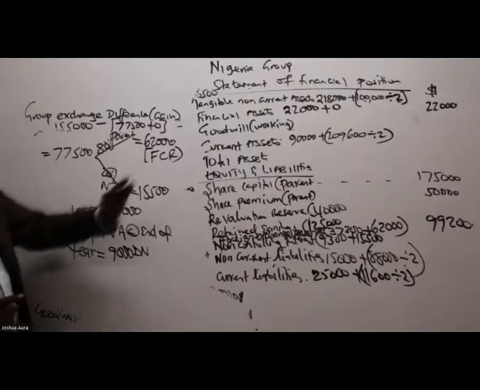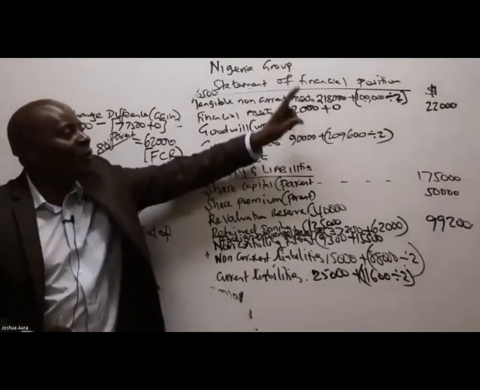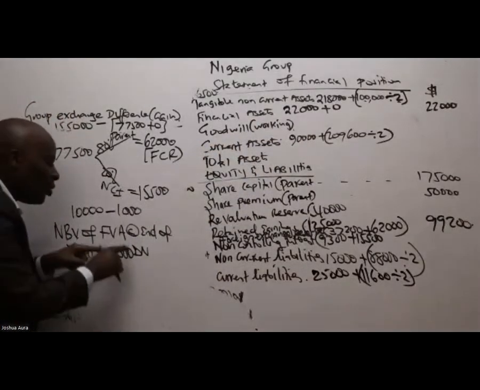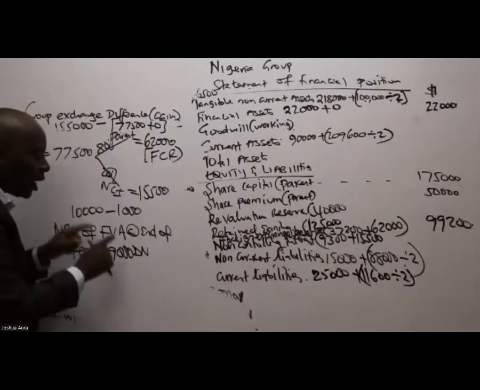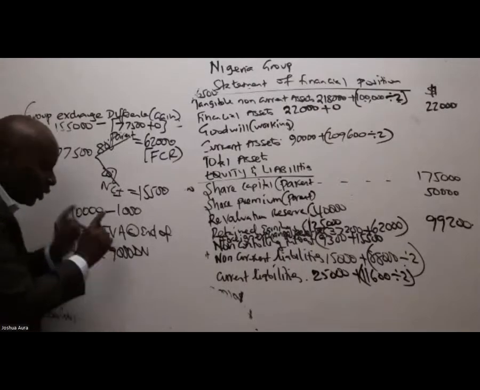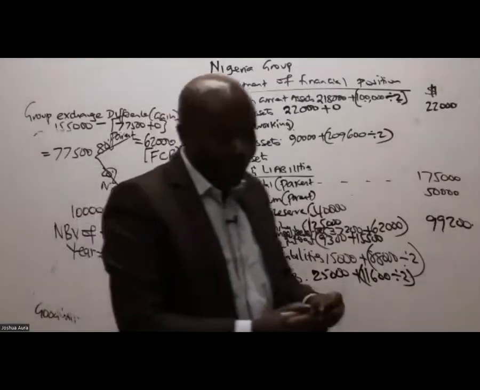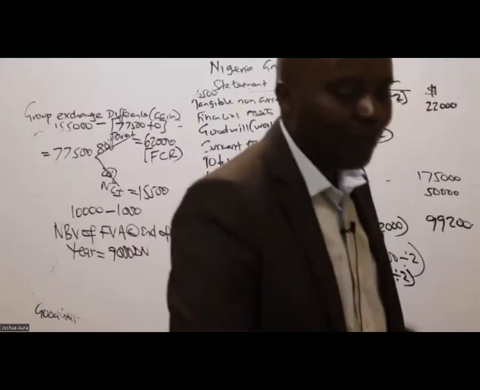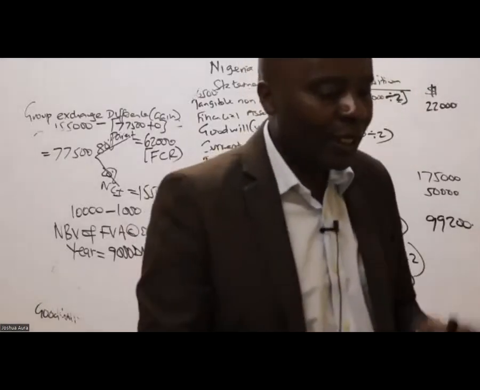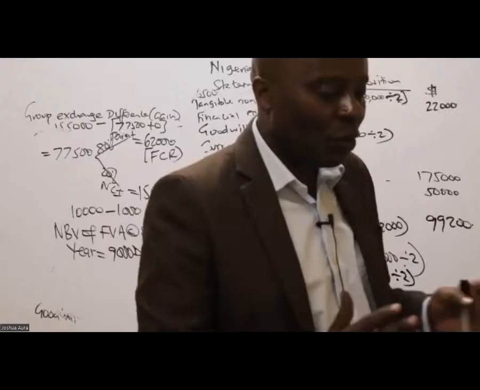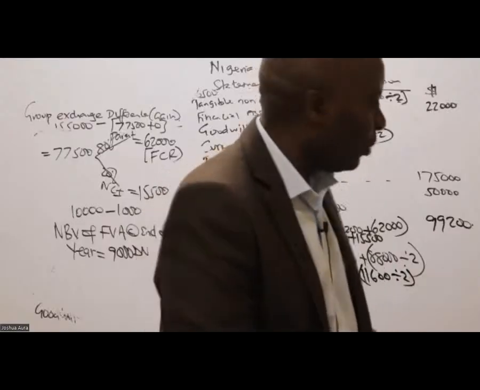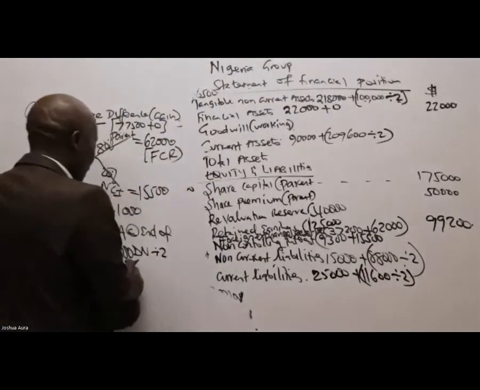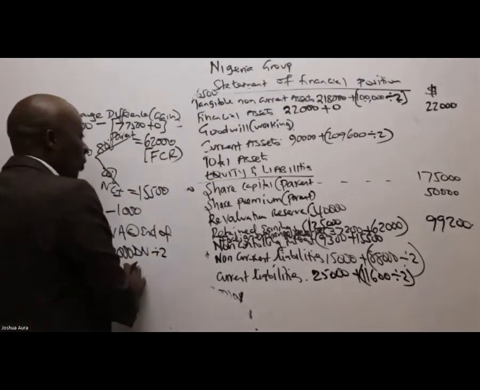But now remember the way things are, I'd already begun doing the retranslations. So can somebody tell me what rate should I use to retranslate this 9,000? Is it 2 or 4? Now you guys are becoming professionals. Because it's net book value at the end, it should be 2. So divide this by 2. This automatically will be 4,500.